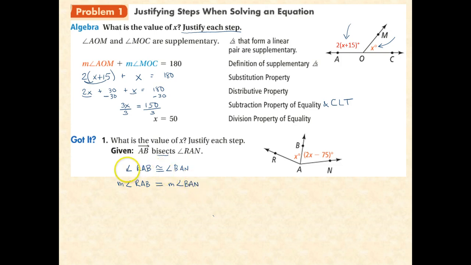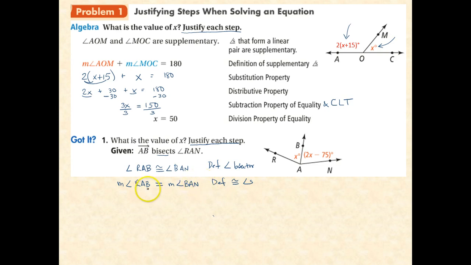Notice the notation here. When I'm talking about angles, I say that the angles are congruent. When I'm talking about their measures, which are numbers, I say that those numbers are equal. So what did we use here? Here we used the definition of an angle bisector. Here I'm justifying my steps. And here I used the definition of congruent angles.